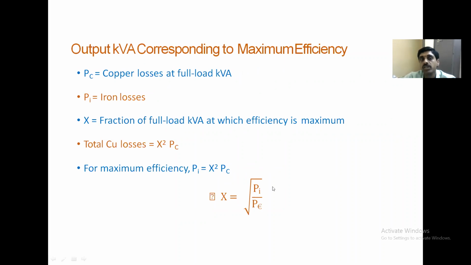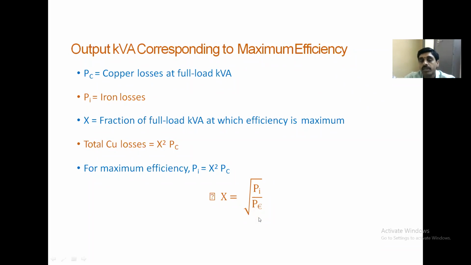Maximum efficiency, fraction of the full load kVA at which maximum efficiency occurs. If they say that at 50% load, what is the condition for maximum efficiency? At 100% load, what is the maximum efficiency? Okay. So like that, at any fraction of the load, the maximum efficiency condition you can get: what is that X? That is equal to square root of Pi by Pc.